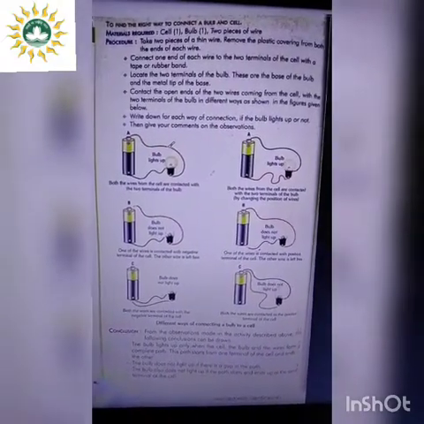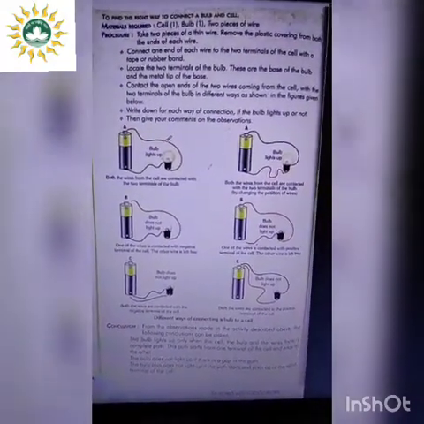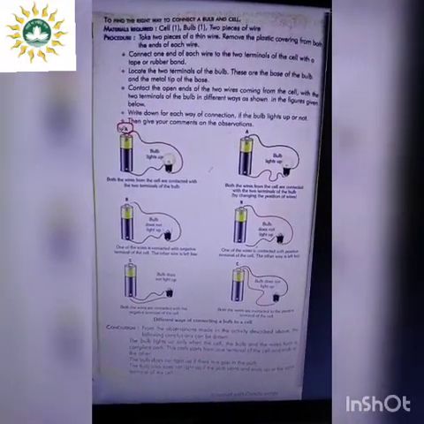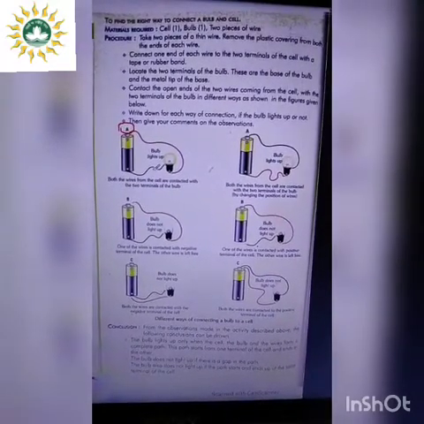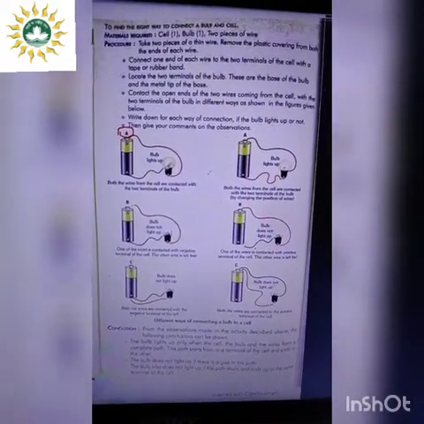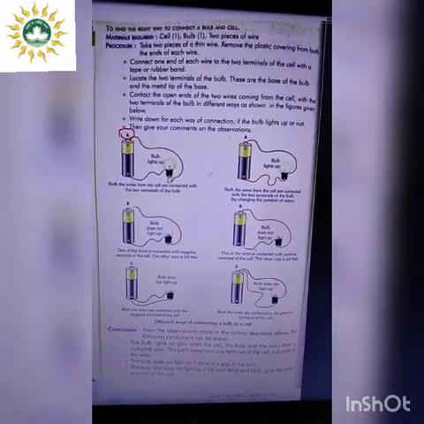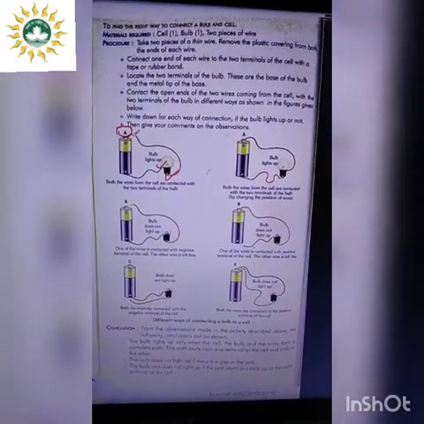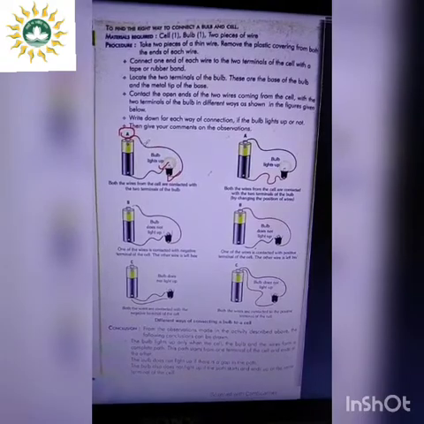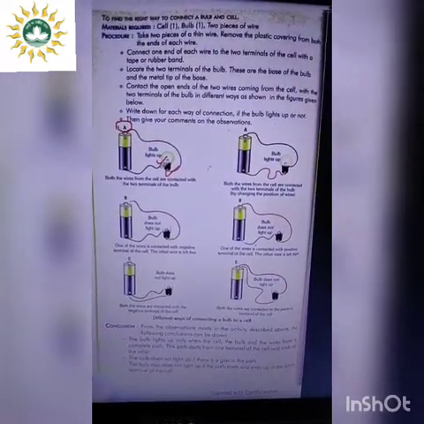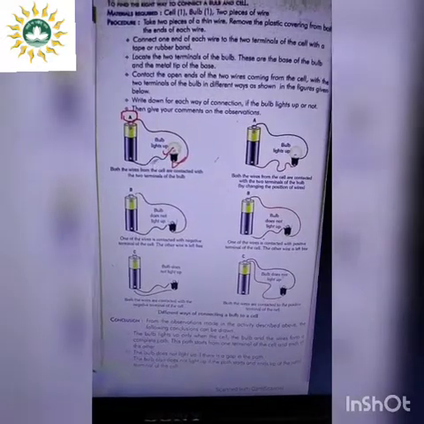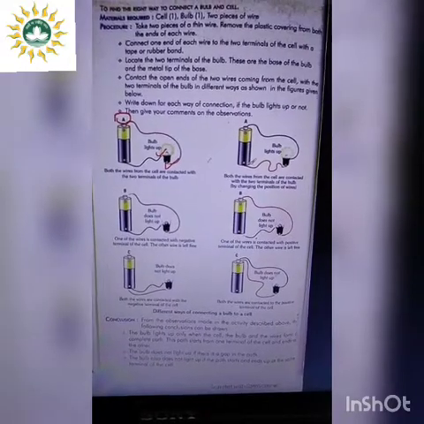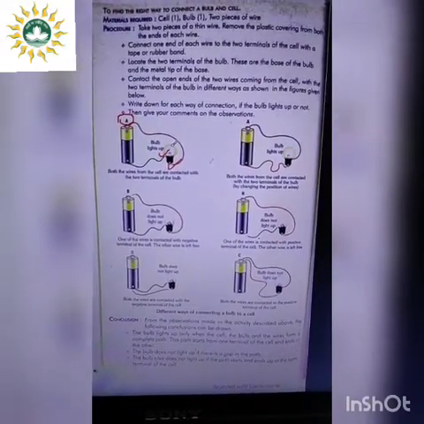Now we will try different combinations. In the first case, that is number A, you will see both the wires from the cell are connected with the two terminals of the bulb. The red wire is connected with one terminal of the bulb and one terminal of the cell, whereas the blue is connected with the other terminal of the bulb and the other terminal of the cell. In this case, we can see that the bulb is lighting up.